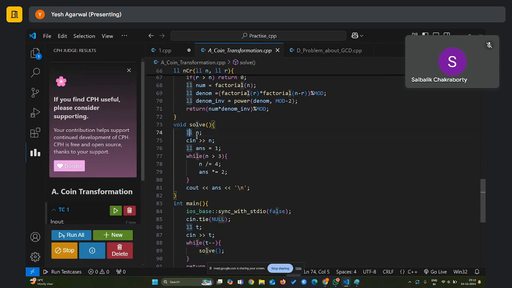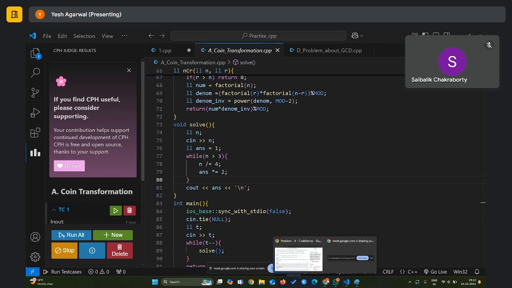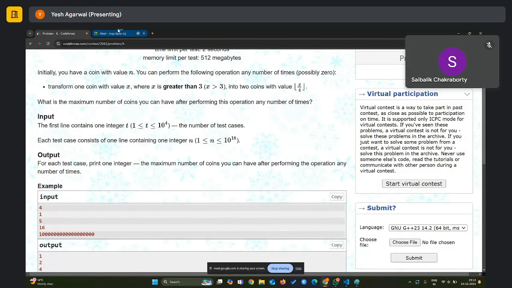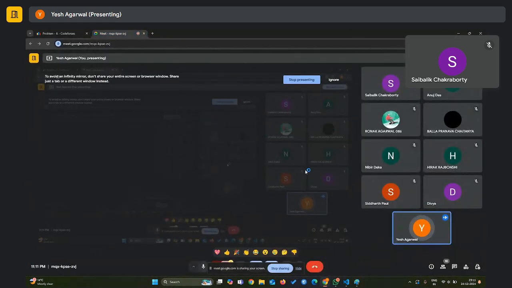You can see here, first of all, we'll be taking the input. Then I'll be marking the first coin count as 1. Of course, we will give him 1 coin. And until n reaches the value of 3 or lesser, we'll keep on dividing it by 4 and multiplying the answer by 2, and we'll just output the answer. Is the logic and the implementation clear to everyone? Okay, the question was very simple.